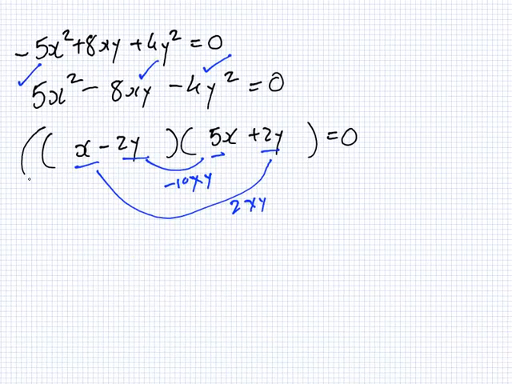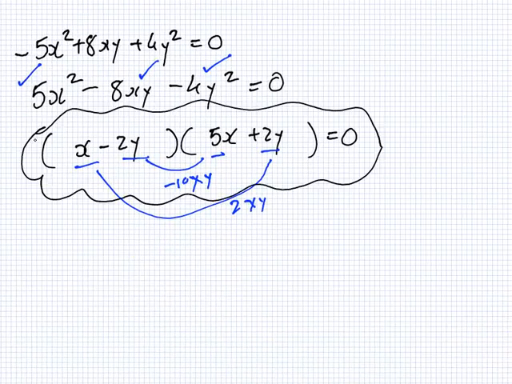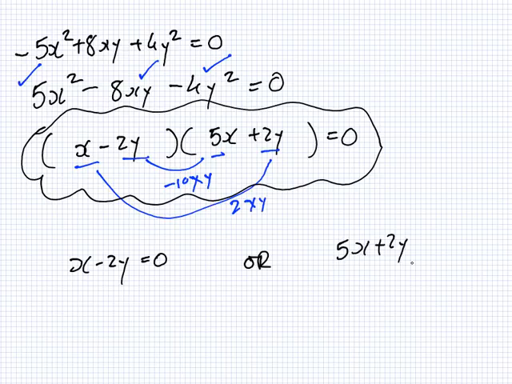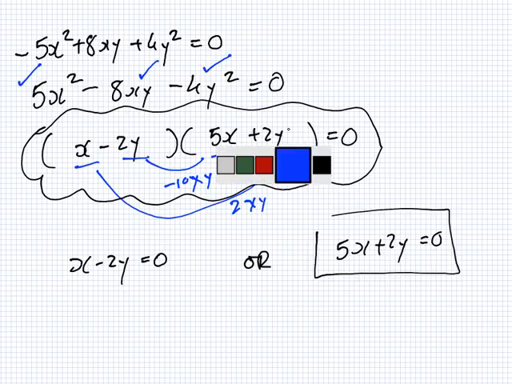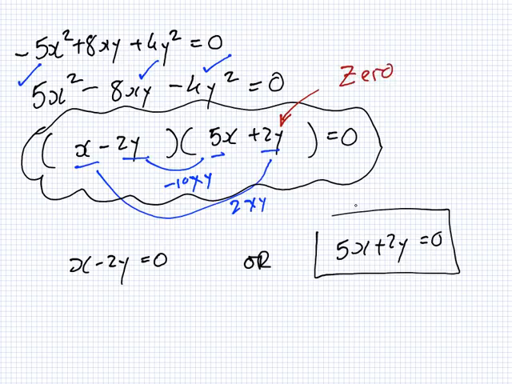Now if you look at this, this has two possible answers. Either x minus 2y equals 0, or 5x plus 2y equals 0. Now, do either of those look familiar? One of them was in the original. So you know that this is 0, which means this is always going to be 0, because you know this one is going to be 0.